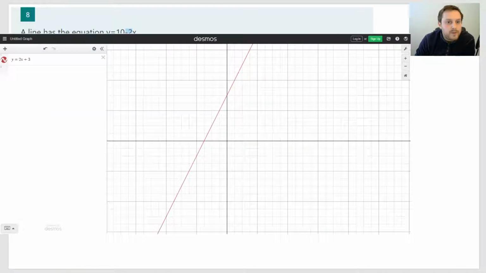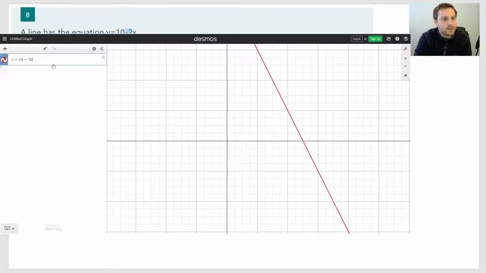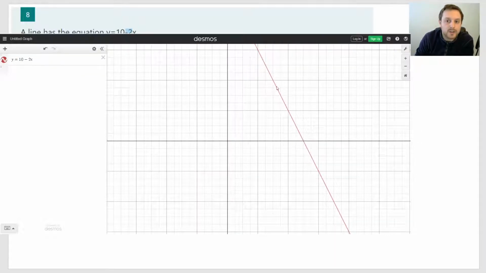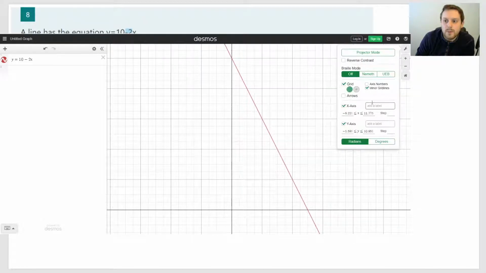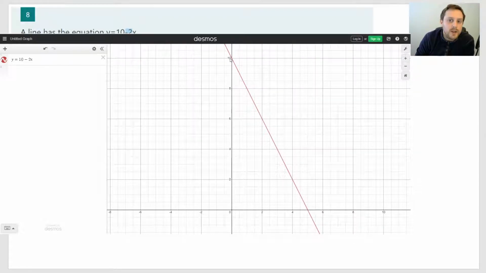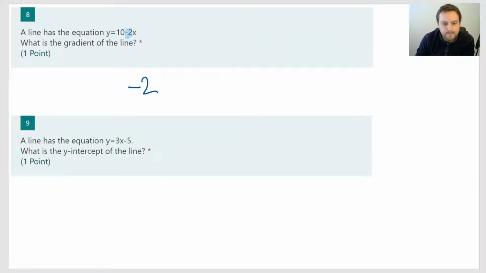Let me show you what this graph looks like. So y equals 10 minus 2x. It has a downhill slope. It goes 1 along, 2 down, 1 along, 2 down. And if I put the numbers back on, we can see, okay, it's going through 10. And it goes, as I say, 1 along, 2 down, according to this scale. So that's that.